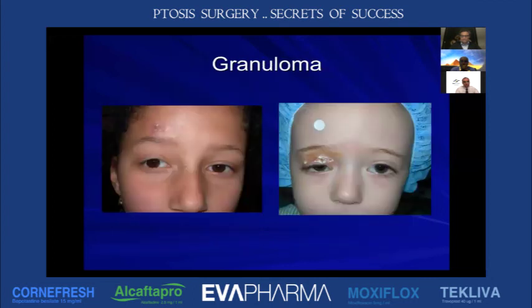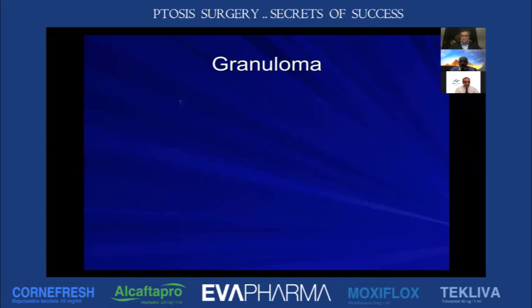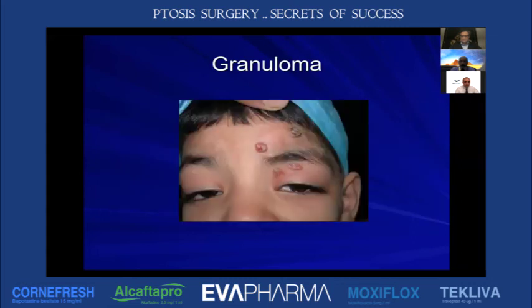Granuloma is very common with frontalis sling, especially if you are using something other than fascia lata. Sometimes skin granuloma, as you can see here, you can treat it with local antibiotics or systemic antibiotics. Sometimes if there is an abscess, you can open this abscess. But if it is severe, like in this patient, and does not heal with treatment, you have to open and get out this infected sling.